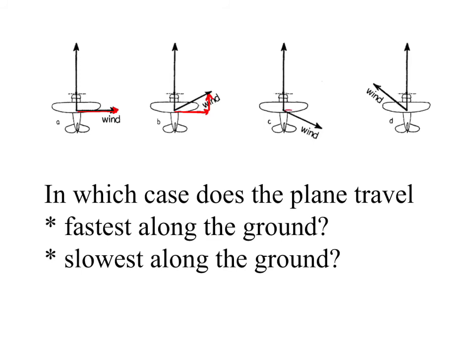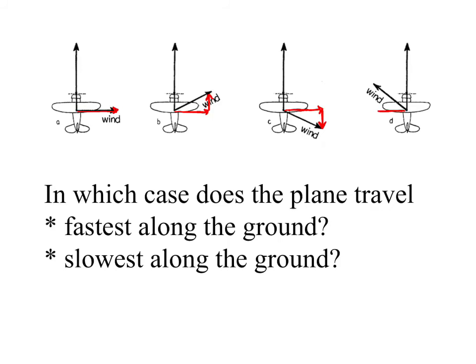Part C, again, this vector is pointing it a bit to the right, but it's also pointing backwards. All right, so what does that mean? That means that it's going against the airplane. So that's actually going to slow the airplane down. So that's probably our answer for the slowest along the ground.